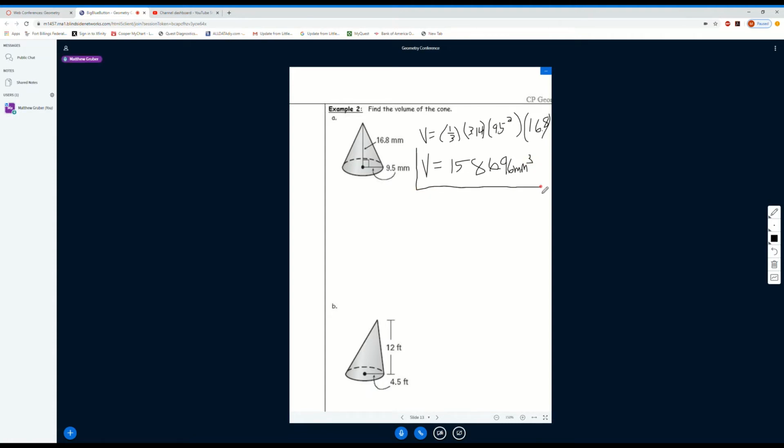So the volume of a cone is 1/3 pi r squared h. The radius in this cone is 4.5, 1/3 pi r squared, and then the height of this cone is 12. And it now turns into another calculator problem. First, square the radius, then multiply everything else, and you'll get the volume of this cone is 254.34 feet cubed.